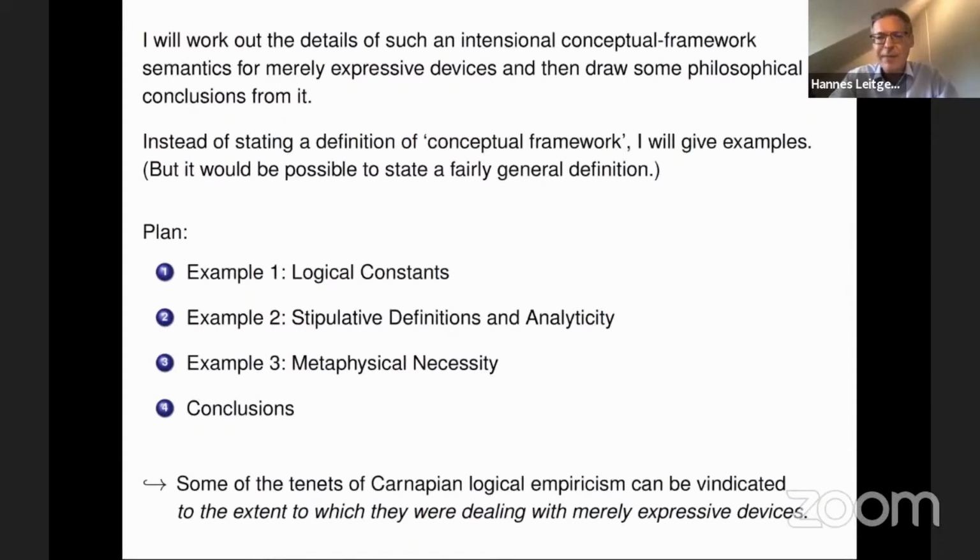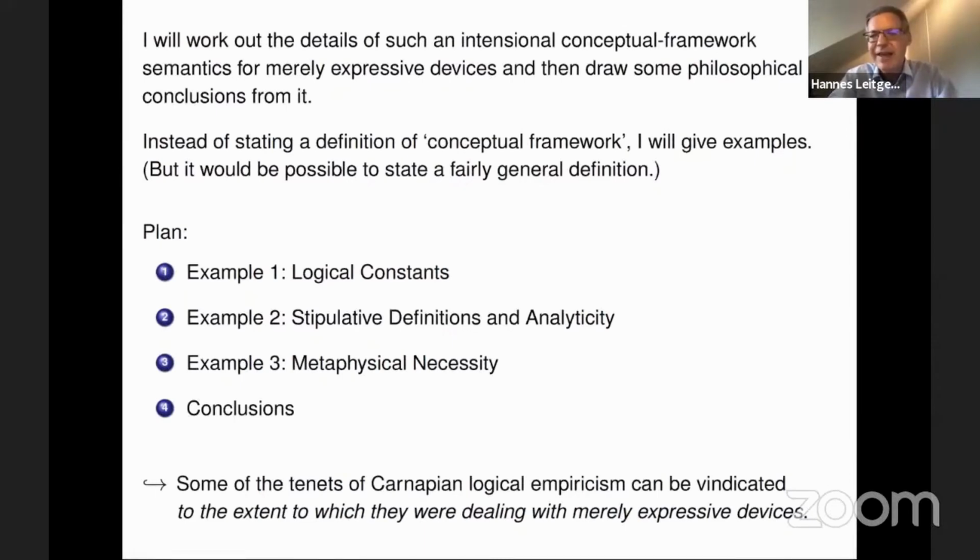I will not give you an explicit definition of conceptual frameworks, although this could be done for a fairly general class. What I will rather do in my talk is I'll give you 3 examples, but I hope they are sufficiently paradigmatic or prototypical that you can see how to extend the same idea to other application cases that you might be interested in. And in fact, in my book project, I'm going through various other applications. So I hope ultimately you will believe me that this endeavor is a fruitful one if things go well.